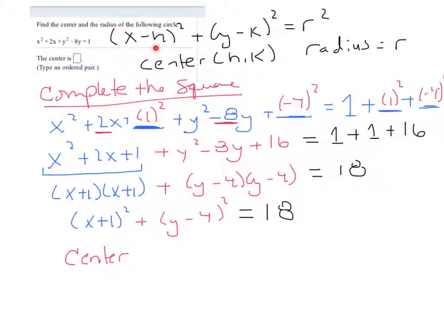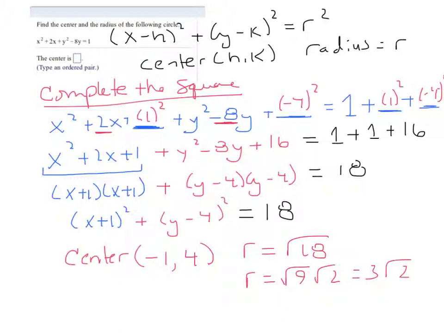So my x value will be the opposite of a positive 1 from right here, which is a negative 1. And then for my y value, it'll be the opposite of a negative 4, which is a positive 4. Now the radius is the square root of the right-hand side. One other thing with the radius, you can break that up into root 9 times root 2, factors of 18 that are perfect squares. The square root of 9 is 3, so I'm left with 3 root 2.